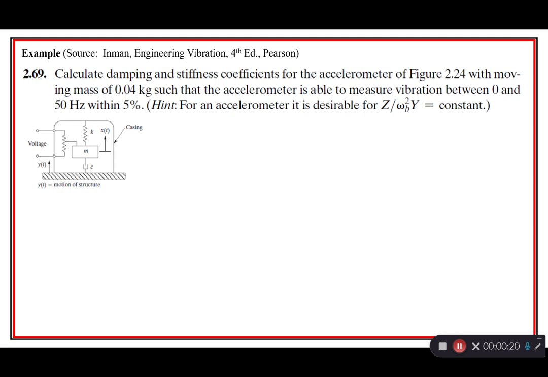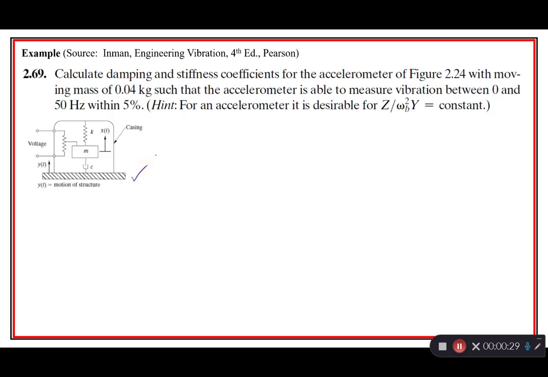So I want to calculate the damping and stiffness coefficients for an accelerometer in this figure right here, with a moving mass of 0.04 kilograms, such that the accelerometer is able to measure a vibration between 0 and somewhere in between there. Let's see. F is somewhere between 0 and 50 hertz. And it says within, and this is the tricky part, within 5% error.